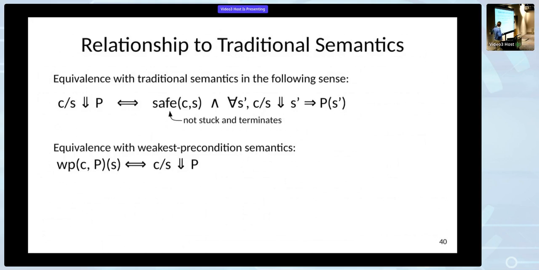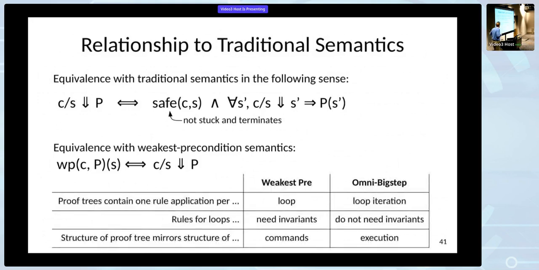It's also equivalent to a weakest precondition semantics. The meaning is just the same. That's really cool. But the way it is defined is a little different. So there are three important differences. Here I'm thinking of a weakest precondition generator defined using inductive rules rather than fixed point. If you use inductive rules for that one, then the weakest precondition judgment will have proof trees that contain only one rule application per loop construct, whereas in our Omni-Bigstep semantics, we do one rule application per loop iteration.